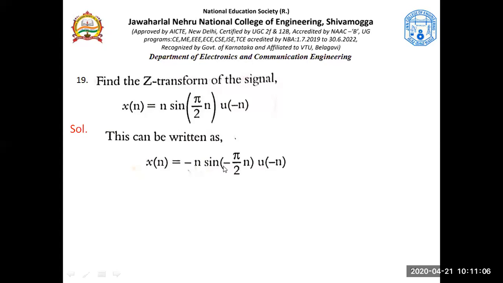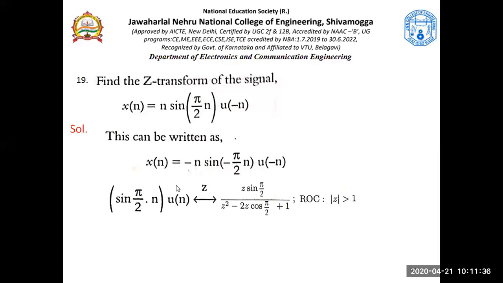Now, in the next step, we need to consider the basic signal, that is sine omega naught n u of n. We have derived the z transform of sine omega naught n u of n. And here in place of omega naught, we have pi by 2. That's it, no difference at all. Fine. So let's take that signal and apply z transform on that. So we have just taken this signal without time negation.